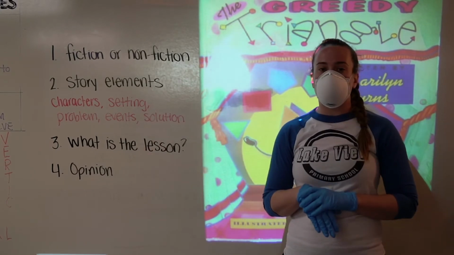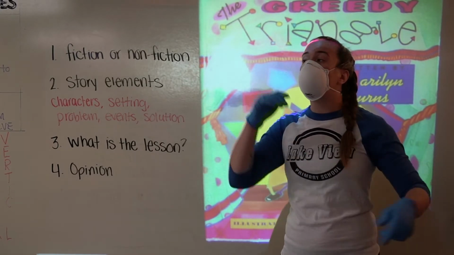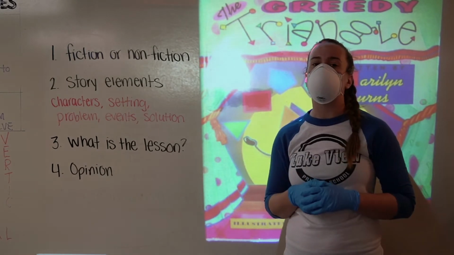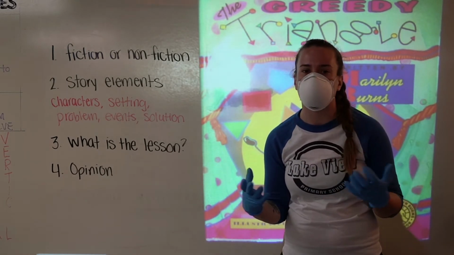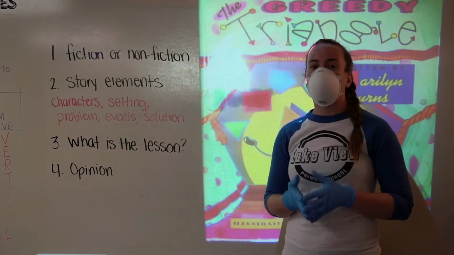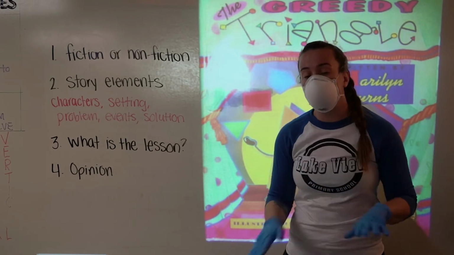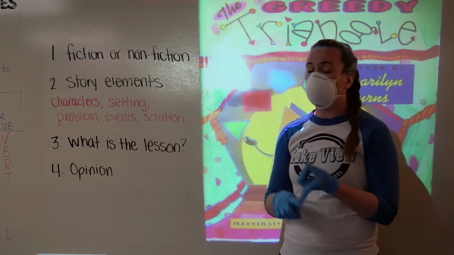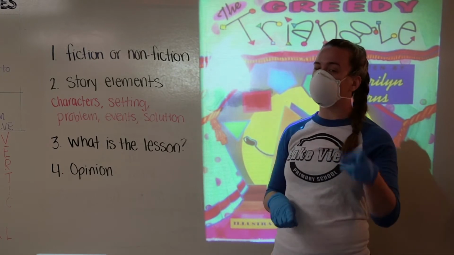Then we have the setting. The setting is not only where, but also when the story takes place. The when can be kind of tricky sometimes, especially in a fiction book. But if you pay attention to all the little clues that the author gives you by reading not only the words, but the pictures, you should be able to figure it out.